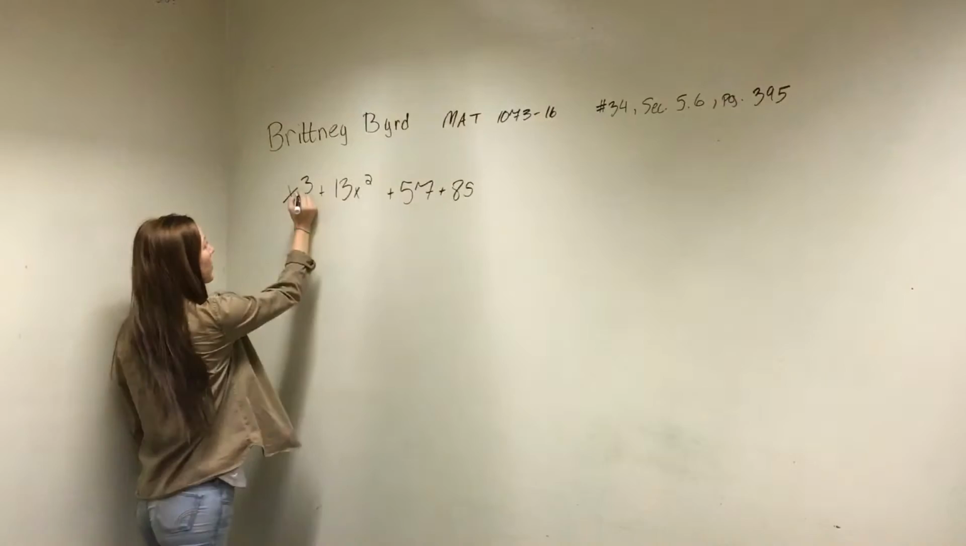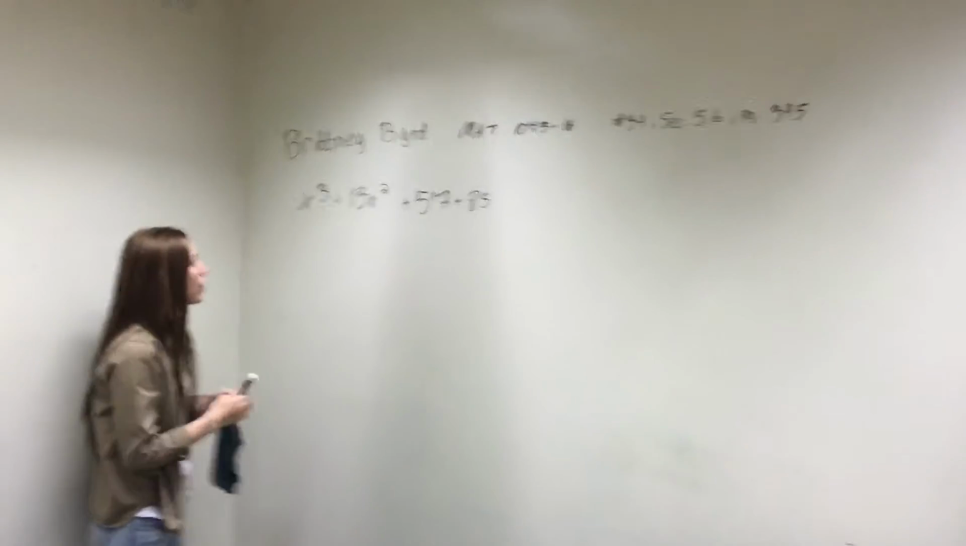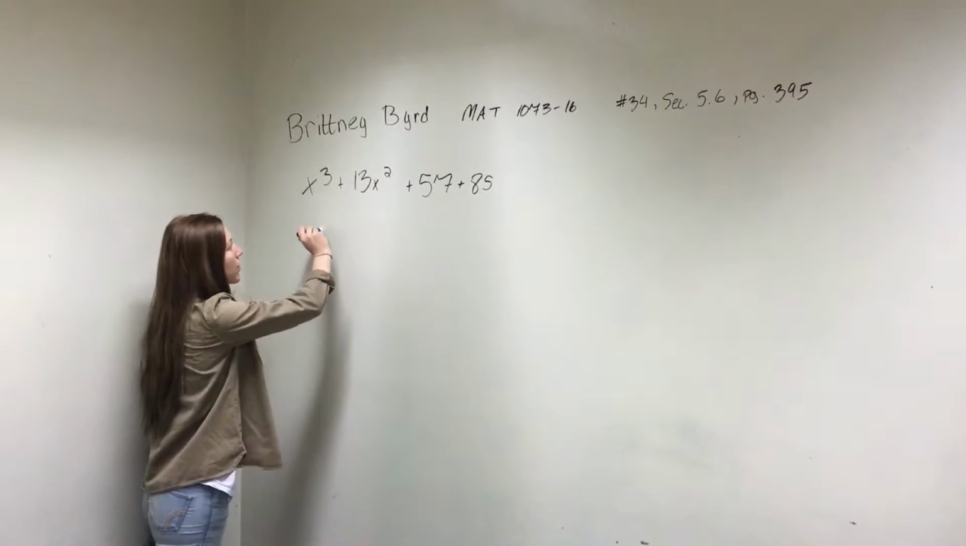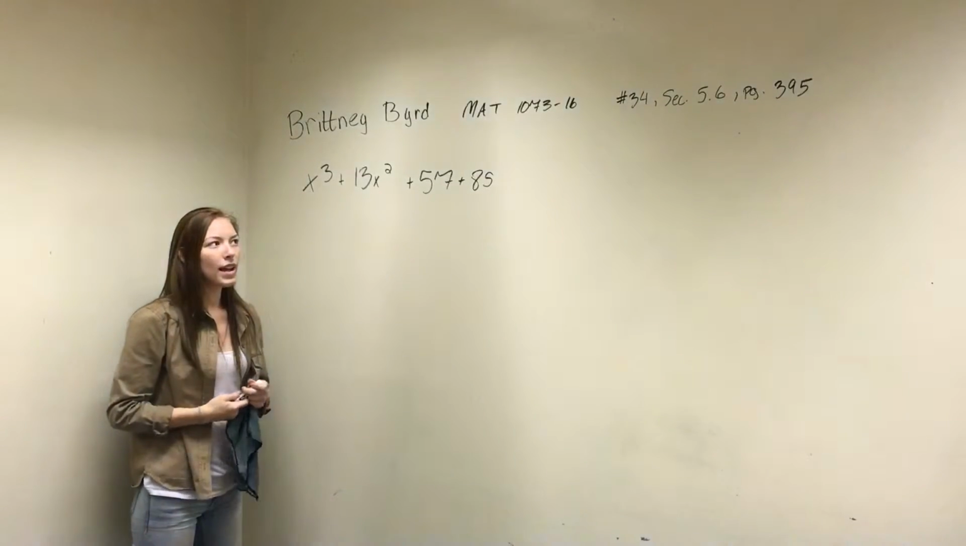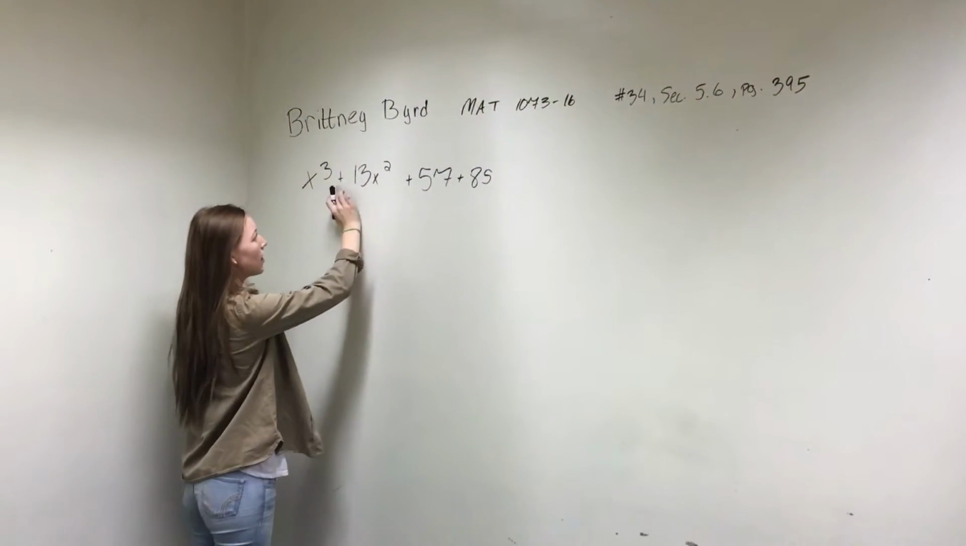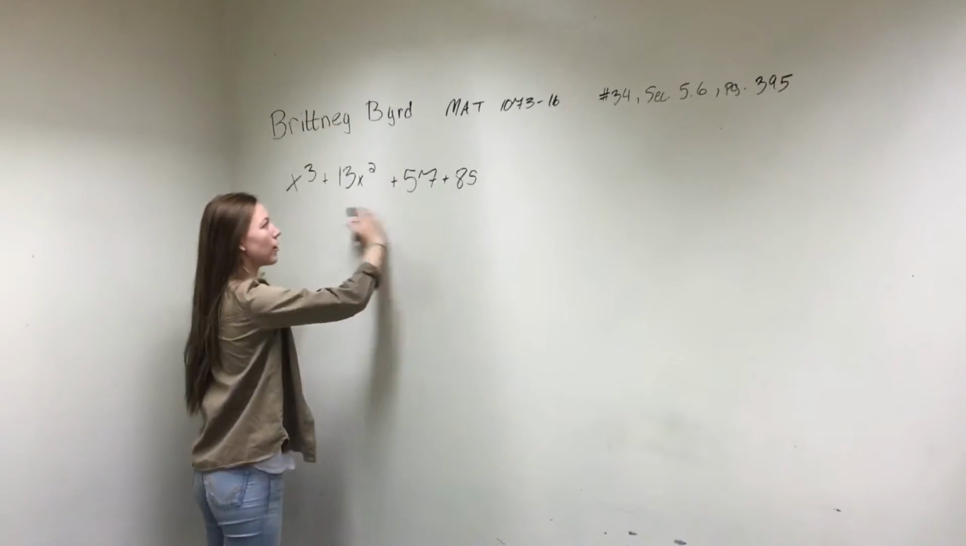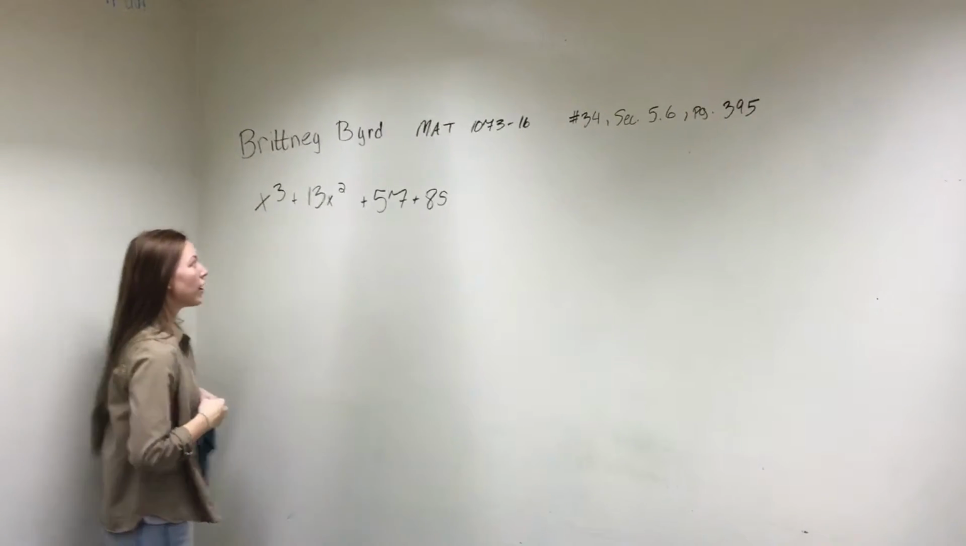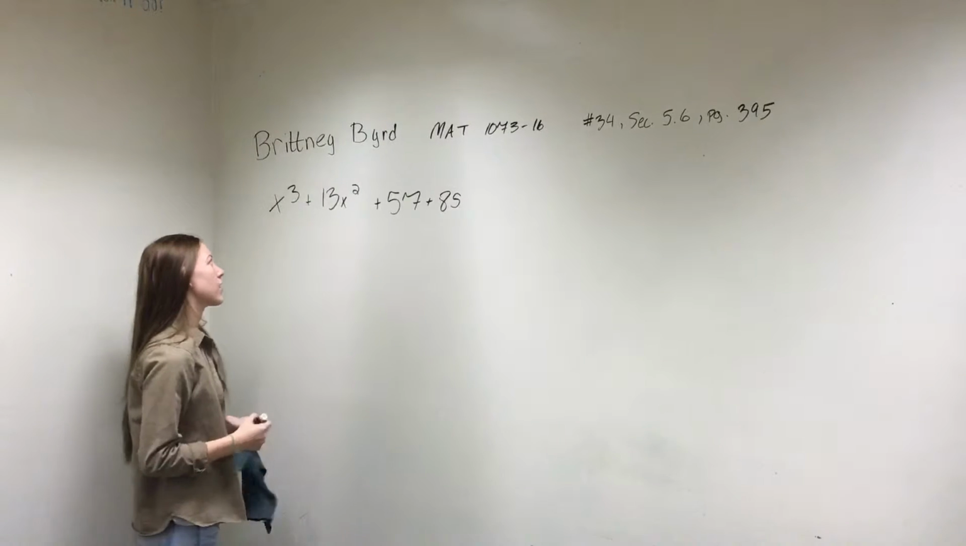So since you have an exponent to the third, you either have 3 real zeros or you have 1 real zero and 2 complex zeros. So first you look at the signs. Since you have positive all throughout and there's no changing of the signs, you do not have any positive zeros.